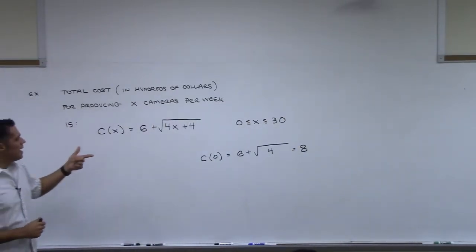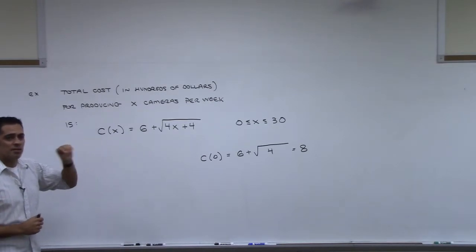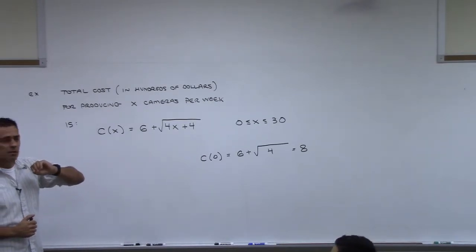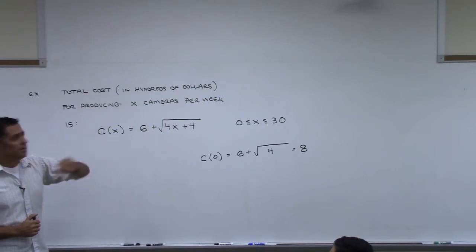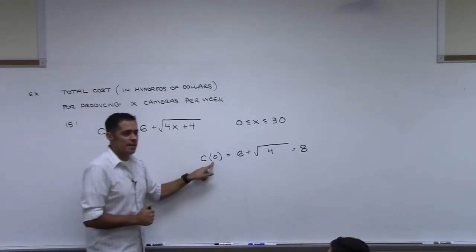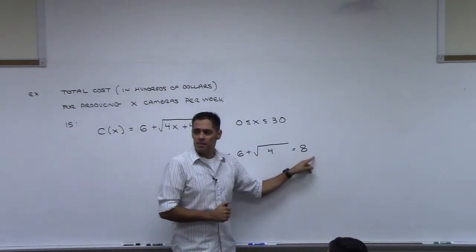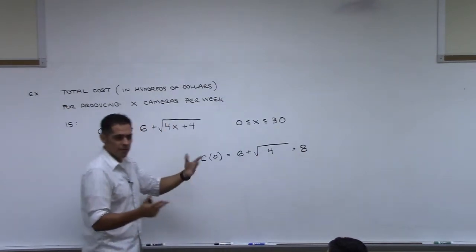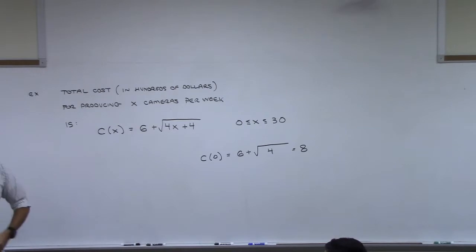Okay, so if we make 0 cameras, how much is it going to cost our company? $800, right? Because this is measured in $100. So if we don't make any cameras, we still have to pay $800 for whatever fixed costs, things like rent. All right. So we need to make some money. We need to make some cameras to sell them, right?